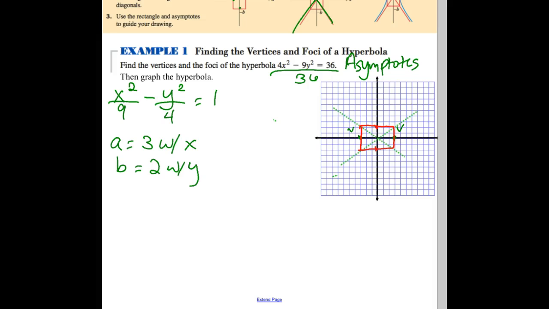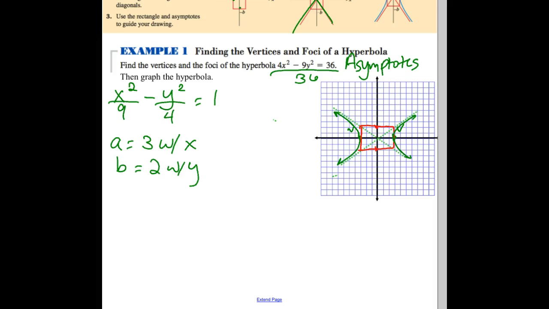And to get how wide the branches are, we know that our hyperbola has to touch the vertices, and those diagonal asymptotes are creating lines that I'm approaching. So I'm going to have one branch over here approaching those dotted lines, okay, getting closer and closer to them, making sure that your hyperbola branches touch your vertex.